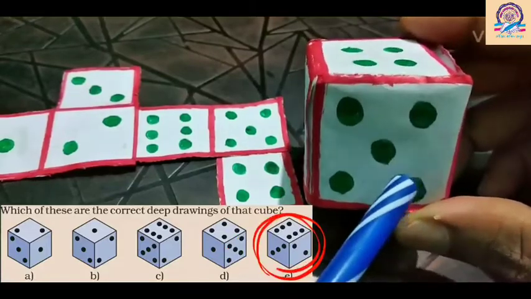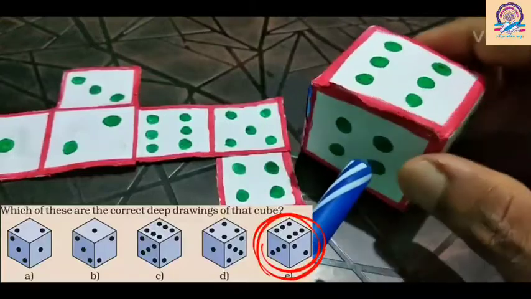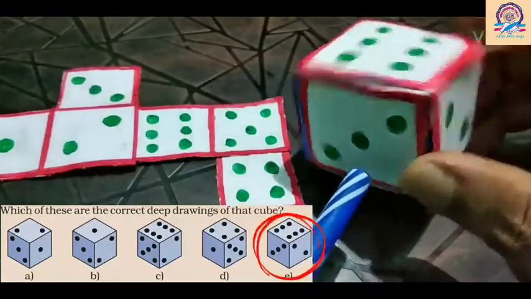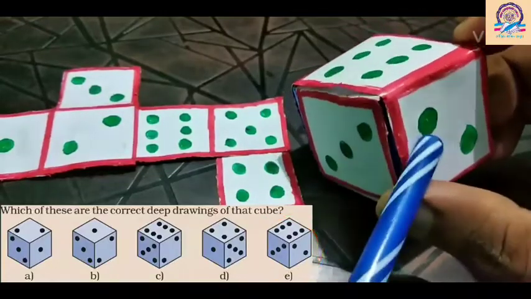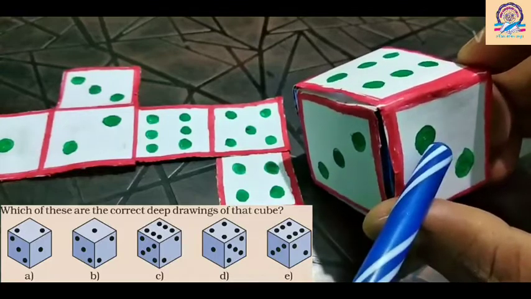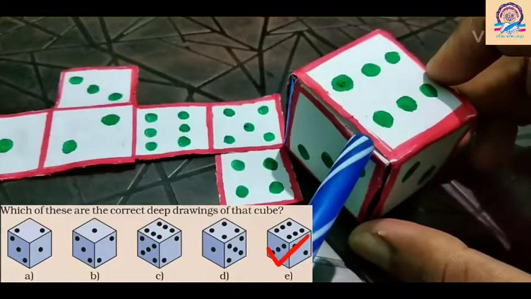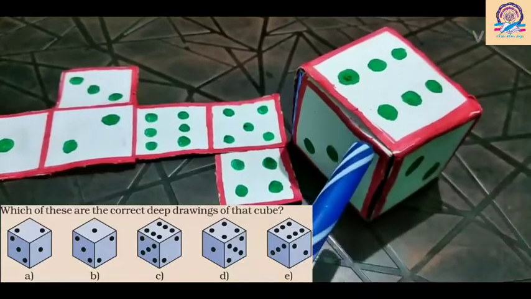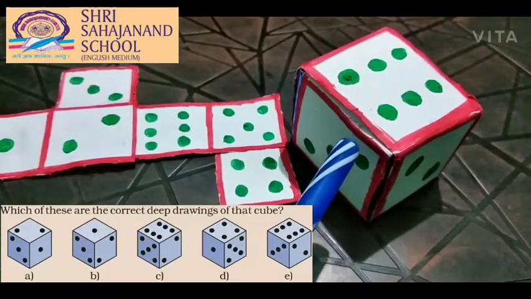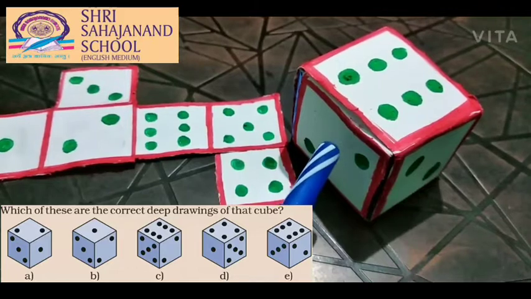Now the next question: on the top it should be 6, the left face has 3 and the right should be 2. You can see the top is 6, left is 3, and right is 2. In this way we found that options A, D and E are the correct answers. These are the faces of a cube. In this way the dice puzzle is also completed.